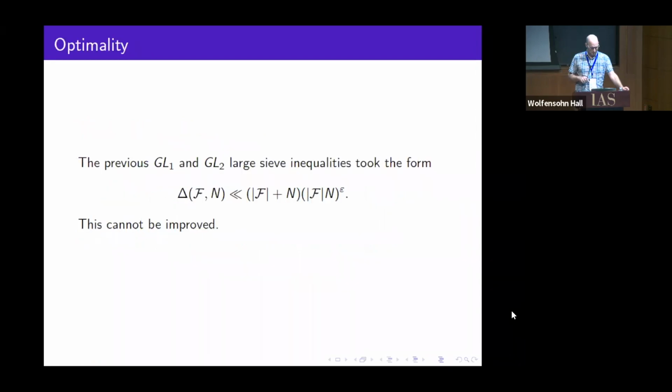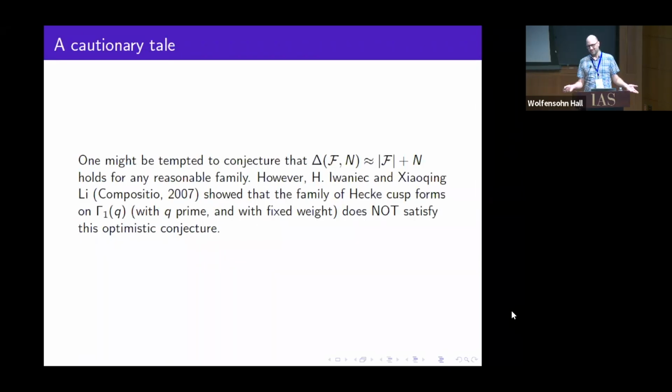In all of these cases, as I already said, here it is on the slide: the bound took the form of the size of the family plus N, and by general principles, you can't ever improve on that. It's pretty easy to prove using duality, by choosing your vector a_n to perfectly correlate with one particular element in your family. So you might start to think that if you pick any reasonable family, you should get the size of the family plus N.